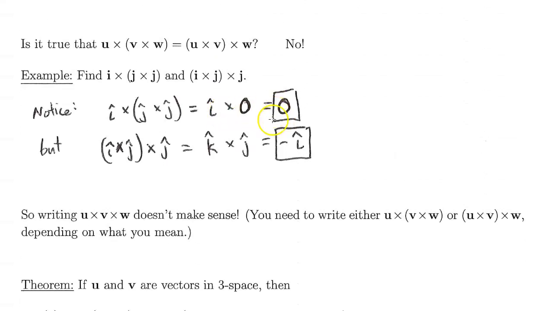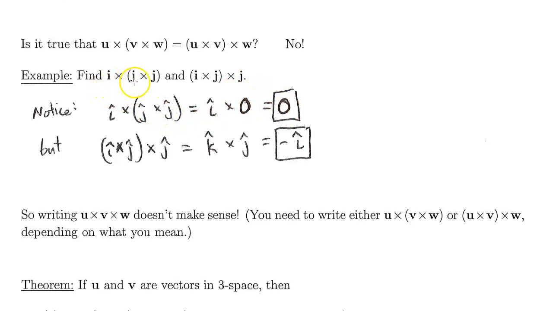Okay, now, is it true that u cross (v cross w) is the same thing as (u cross v) cross w? Okay, it turns out it's not the case. Okay, so cross products are not associative. And one quick example where you could see this is if we did i, j, j, you could do it 2 ways. You could do (i cross j) cross j, or you could do i cross (j cross j). And it turns out you're not going to get the same answer.